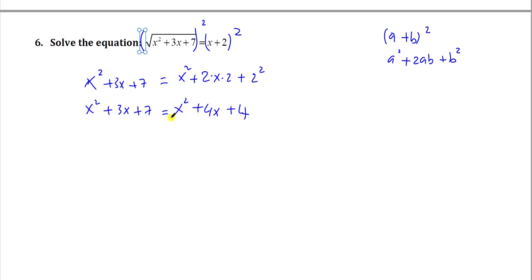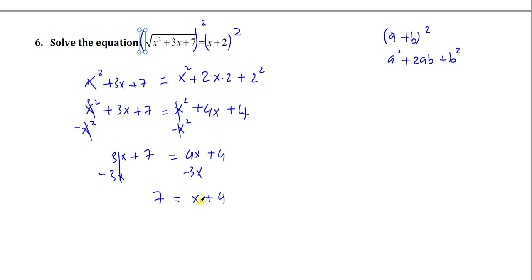I know that this is x squared, so I can subtract x squared on both sides. Luckily all the x squared terms are gone, so we don't have to solve a quadratic equation. Now I have 3x plus 7 equals 4x plus 4. We are trying to solve for x, so we need to combine all the x terms on one side. So let's subtract 3x on the left-hand side and the same on the right-hand side, because 4x minus 3x is just 1x, plus 4 equals 7.